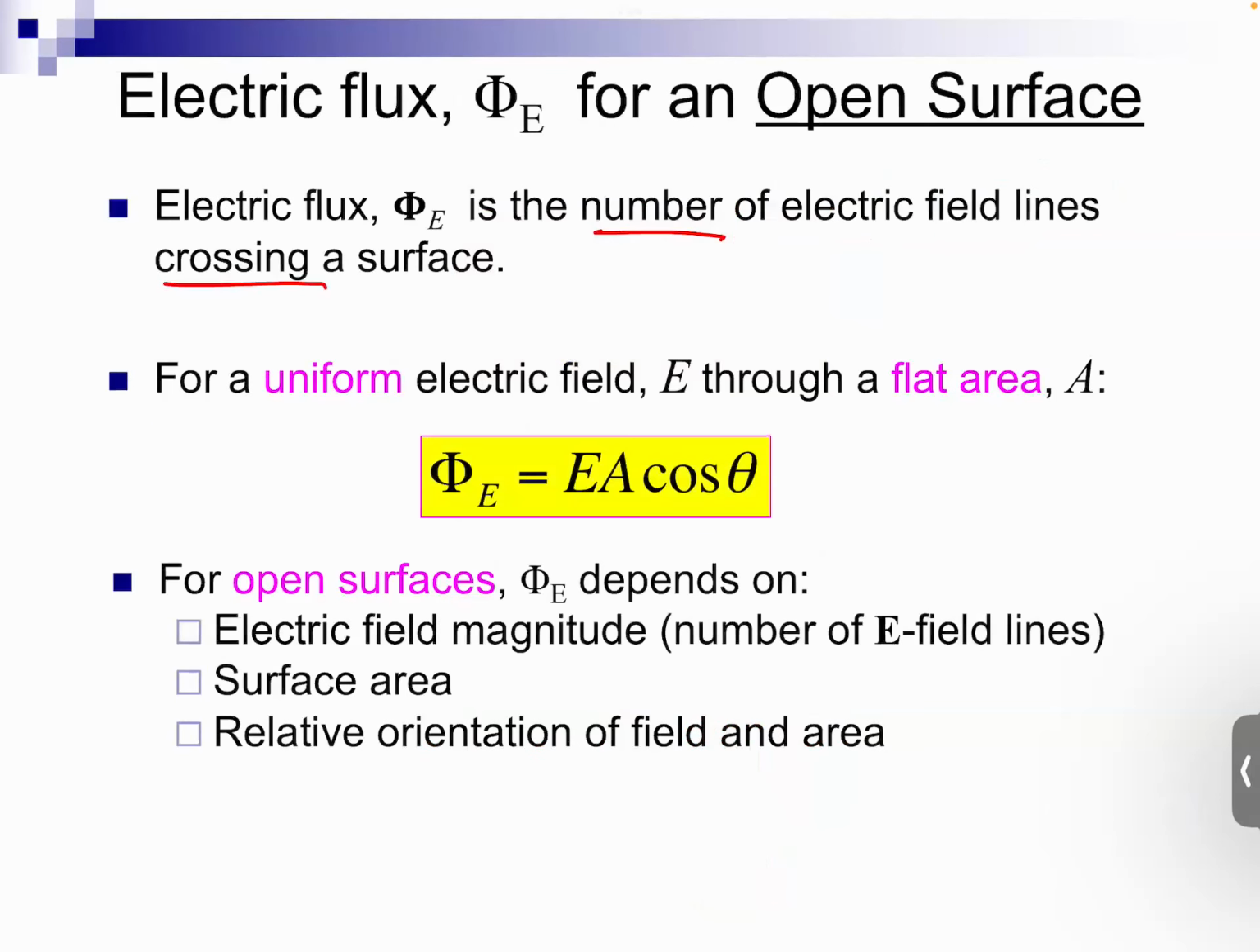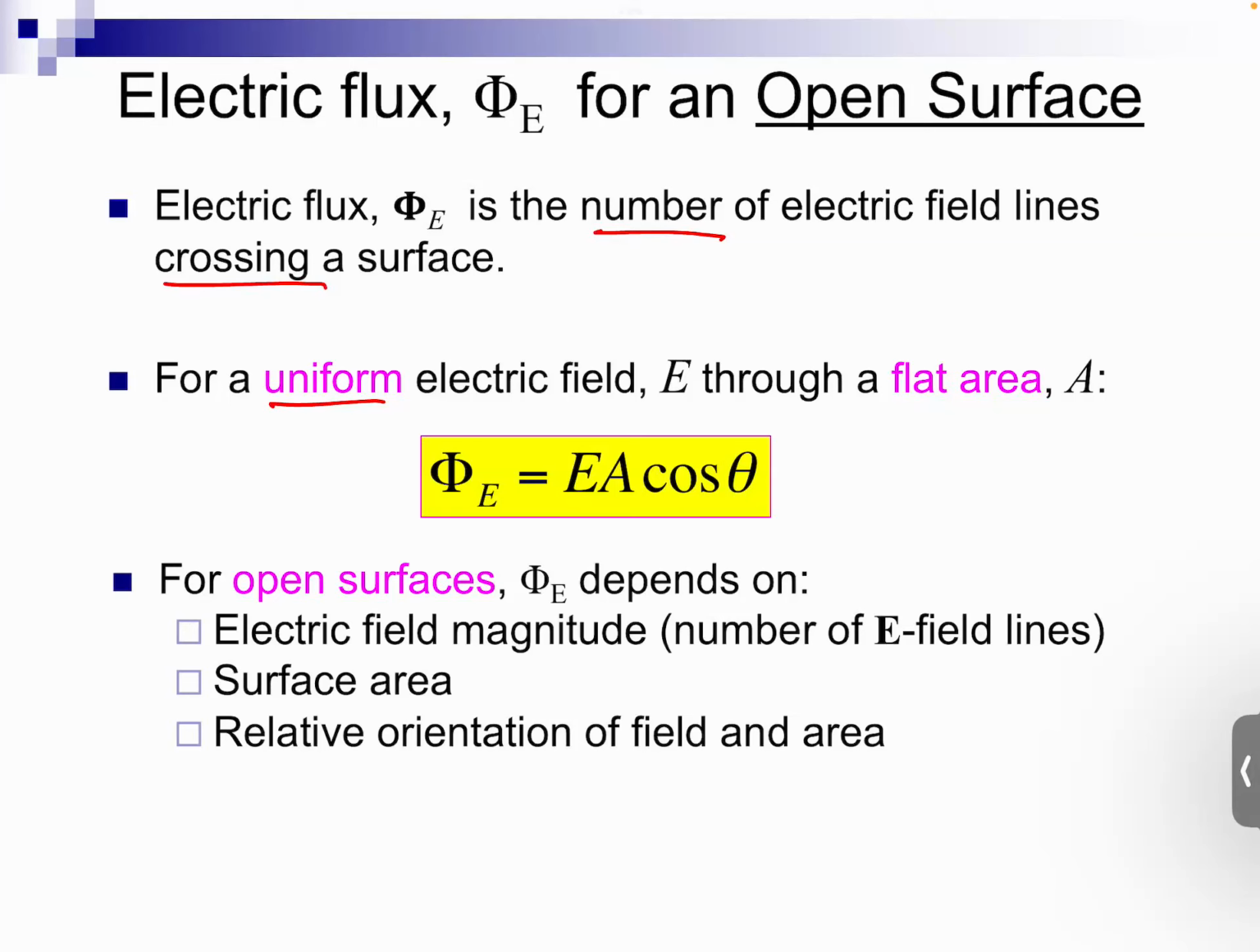Therefore, for a uniform electric field, the electric flux is defined as the electric field times the area times cosine theta. If you think about it, this definition sort of makes sense. Because say, for example, these are your electric field lines.